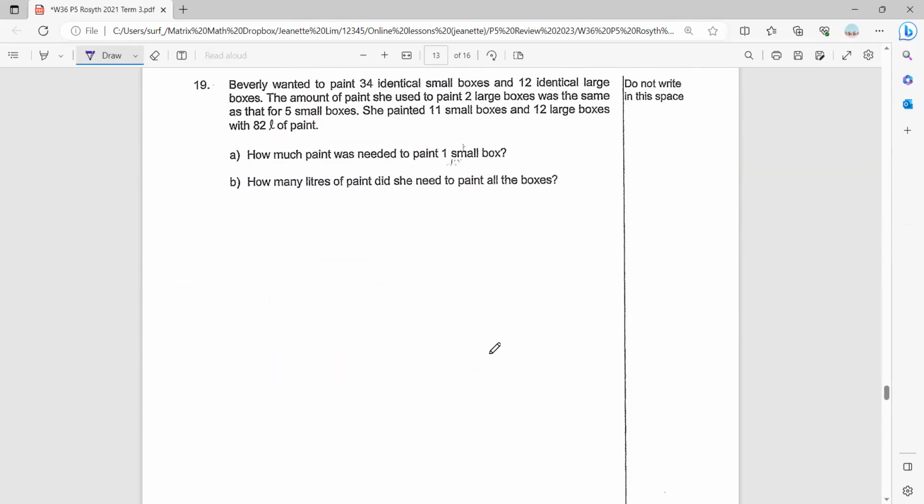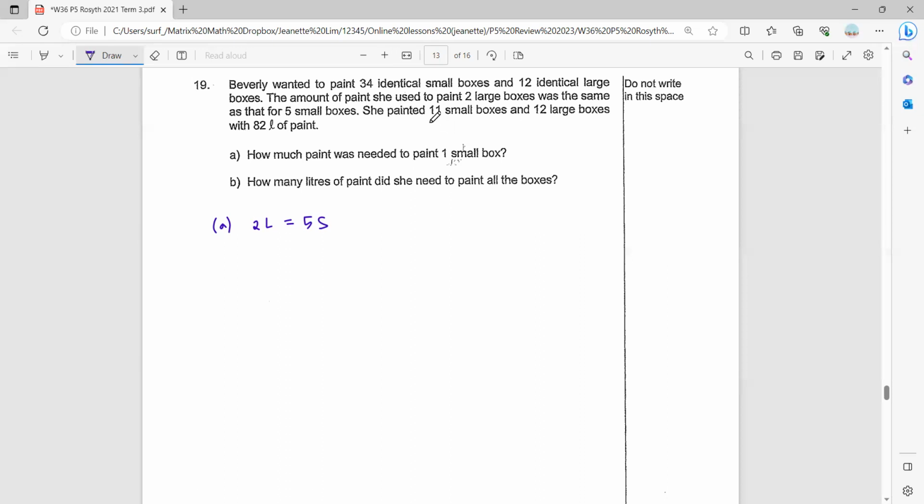Question 19. Beverly wanted to paint 34 identical small boxes and 12 identical large boxes. Okay, so the amount of paint she used to paint 2 large was the same as 5 small. She painted 11 small and 12 large with 82 liters of paint. How much paint was needed to paint 1 small box? Okay, so we know that 2 large is the same as 5 small. Okay, 2 large boxes, same as 5 small boxes. The amount of paint that she used.